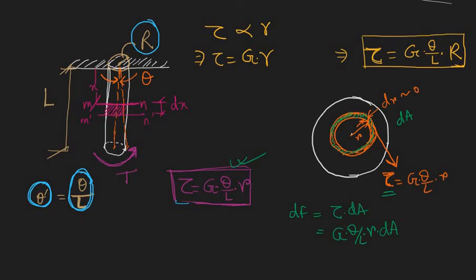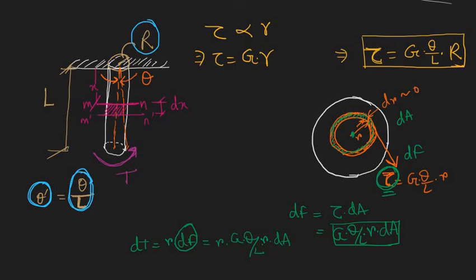Now, if we take the moment of this force, so from tau or stress, we have got force, that is dF. If we take the moment of this dF about the center, we will get the torque. Let's say that is dT, and it is r times dF, or r times G times theta by L times r times dA. I am just replacing this in place of dF. So dT is equal to G theta by L times r squared dA.